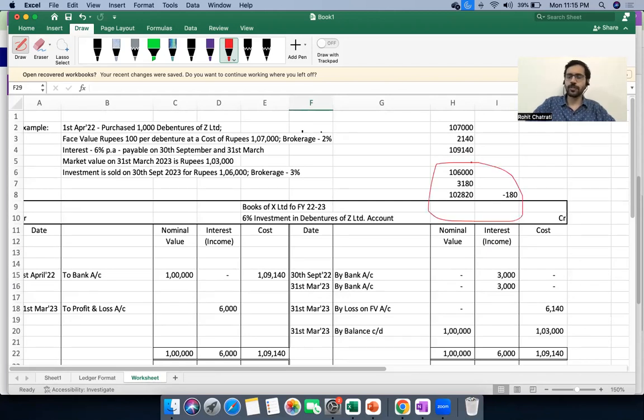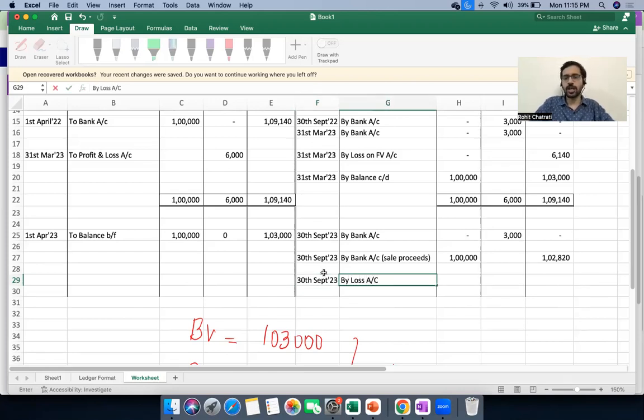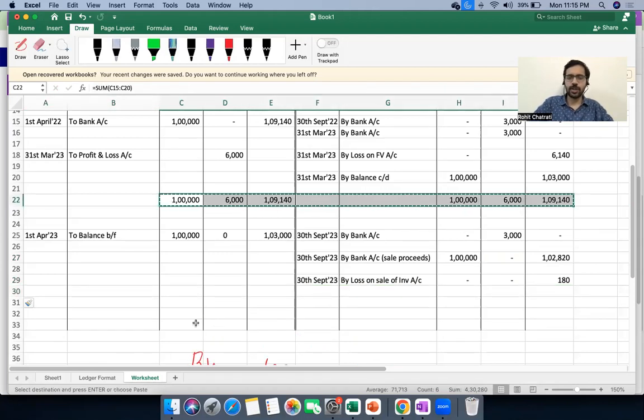I calculated the loss of 180, and since it is a loss, the entry is loss debit to investments. Loss, which is an expense, I debited, and investment, I'm reducing the value of investment. That is why I'm crediting investment. So I have an additional entry on 30th of September 2023. I write by loss on sale of investments account 180, nothing in the nominal value, nothing in the interest column as well. And then if I take the totals, my ledger will be tallied.